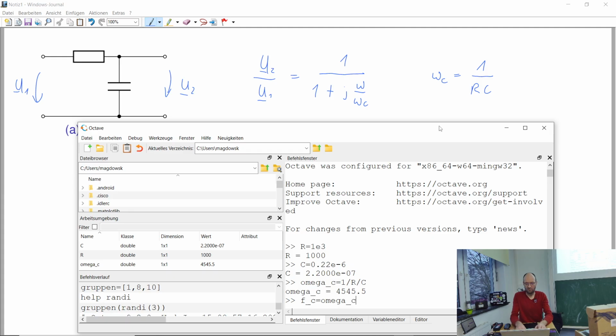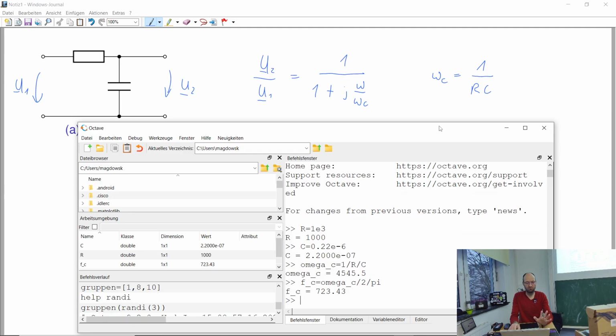Exactly, take this corner frequency, divide by 2 and by pi, and so we get 700 something hertz. So below 700 hertz, frequencies should pass through. Above 700 hertz, frequencies should be attenuated with 20 dB per decade.